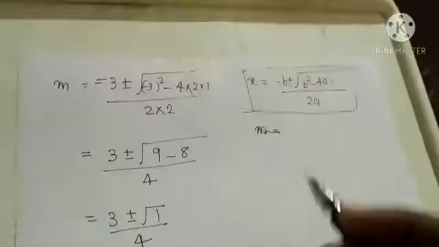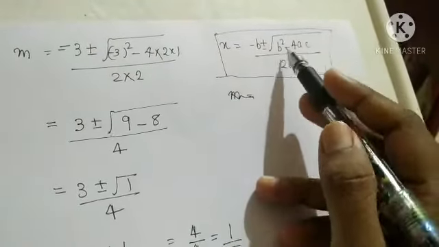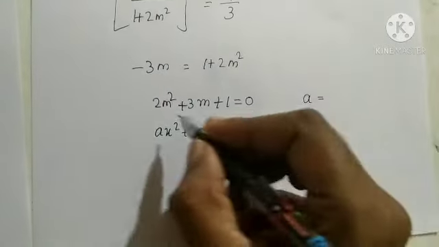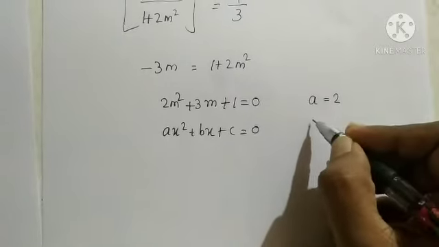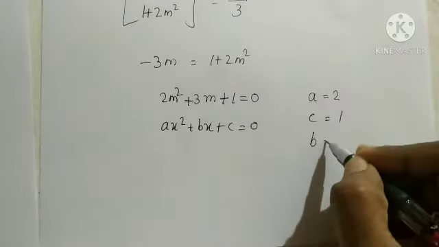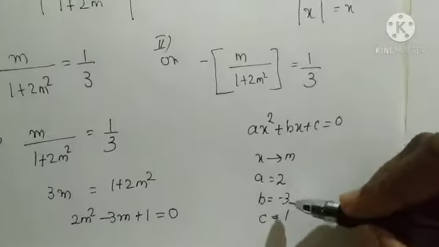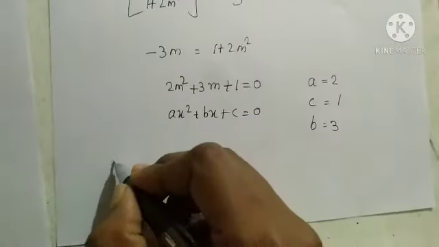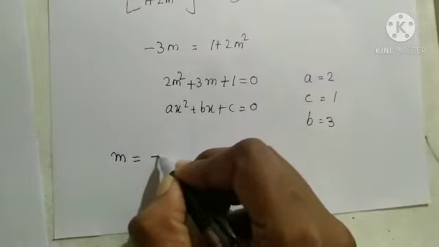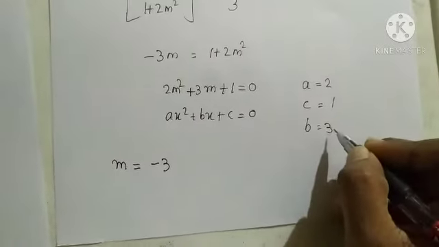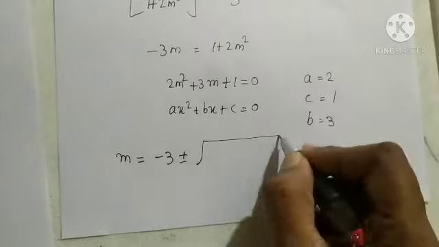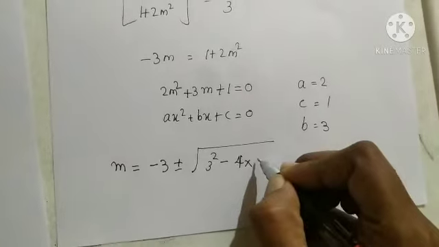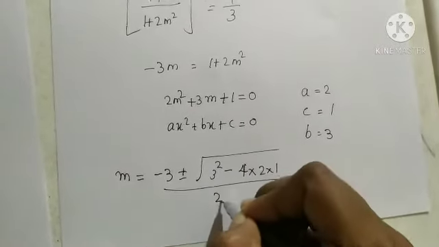So, the solution is the same. x is equal to minus b plus or minus root of b square minus 4ac divided by 2a. Here the only difference is that a is 2, c is 1, but b is plus 3. Earlier b was minus 3, here it is plus 3. The solution m will be equal to minus 3 plus or minus root of b square, that is 3 square, minus 4ac, 4 into 2 into 1, divided by 2a.